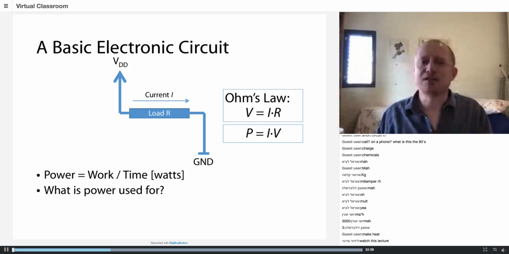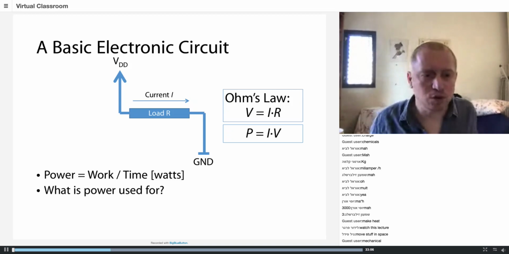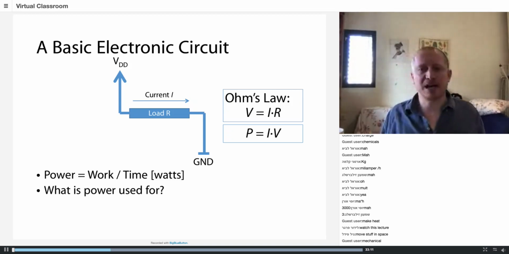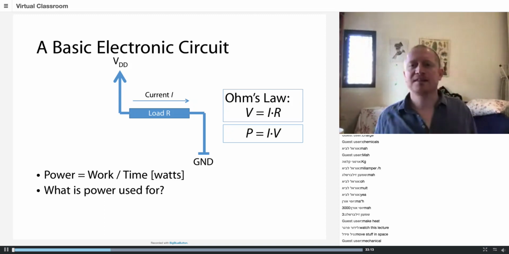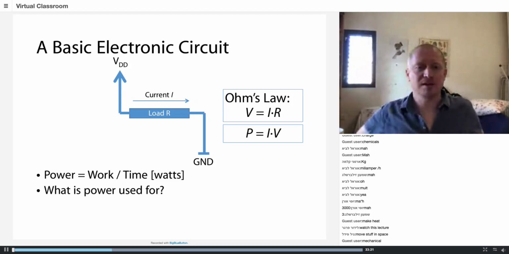What other kinds of work can I do? Okay, so mechanical work? Very good. Mechanical work, moving stuff in space. What example of mechanical work is very common? And that is playing sound. When you play sound, you have a diaphragm in your speaker, and you move it using electricity. And this is how you make sound.